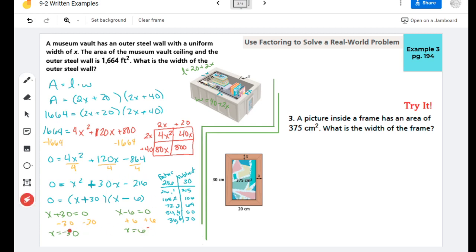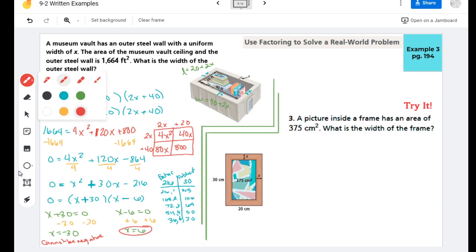So between these two solutions, we have to think about it in the context of this problem. So the x is the width of a wall. It's like I'm taking a ruler and figuring out how long that wall is, right? I can't measure with a ruler and get a negative value. So it cannot be negative. So our only possible answer is 6.